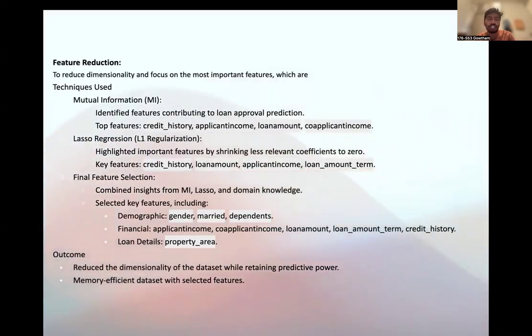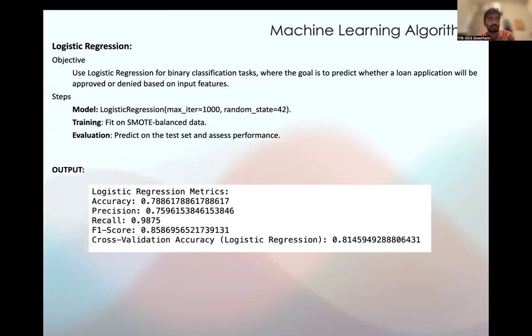When it comes to feature reduction, it is divided into three formats: mutual information, Lasso regression, and final feature selection. The mutual information identifies the features' contribution to the loan approval. Lasso highlights important features by shrinking less relevant ones. The final feature selection combines both MI, Lasso, and all the types.